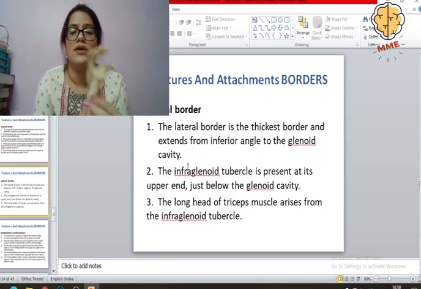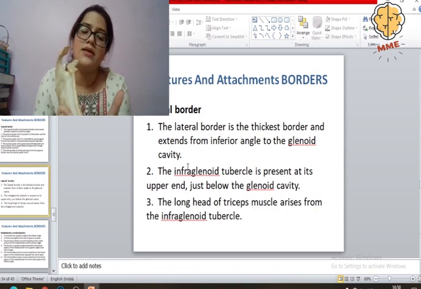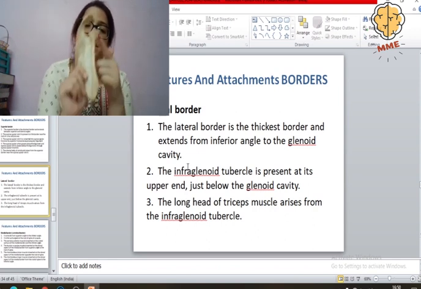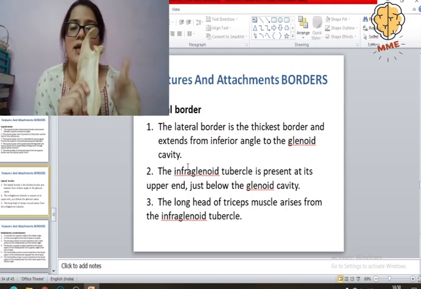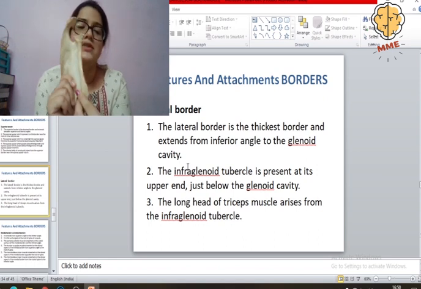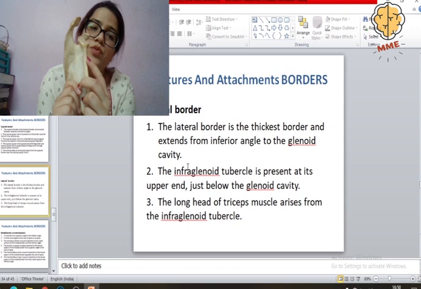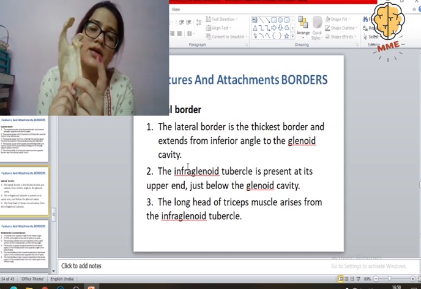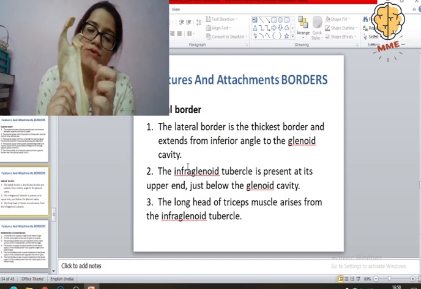Now the lateral border, let's describe it. The lateral border is the thickest border and extends from the inferior angle up till the glenoid cavity. This thickened one is the lateral border. The infraglenoid tubercle, you can see over here there's a tubercle, is present at its upper end, just below the glenoid cavity.